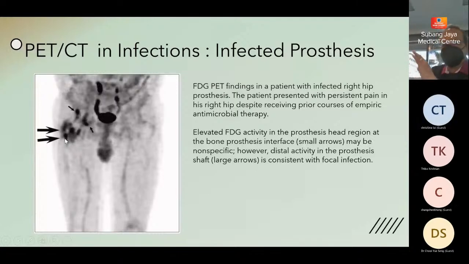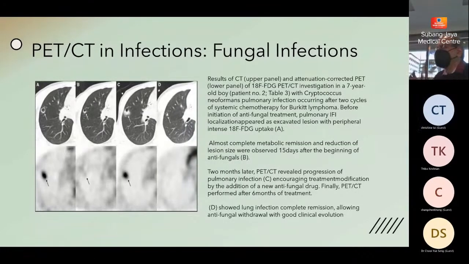With dual time point, we do delayed scans, which are also useful because active inflammation tends to be more intense compared to the normal reactive. This is now being used more and more around the world to detect prosthesis infection. Now, just as we use FDG PET to look at response to treatment, we can also use it to assess response in very chronic infections like fungal infections. You can read the story from the slides here.